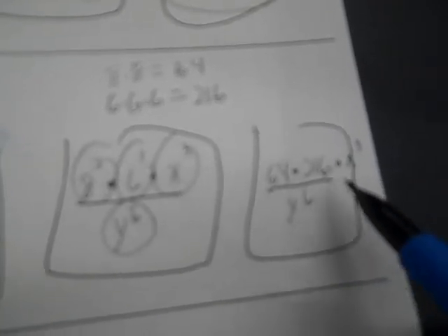Now, you actually have to do an operation with these two big guys here, the 64 and the 216, because they're on the same side of the line, and it says you're multiplying. So I take 64 times 216, and I get 13,824. So I replace that with 13,824.